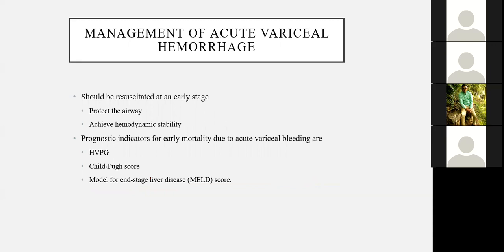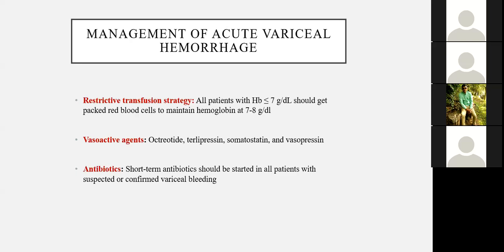In the management of acute variceal hemorrhage, we should resuscitate the patient first. We have to protect the airway and we have to achieve hemodynamic stability. And the prognostic indicators of early mortality include hepatic venous pressure gradient, Child-Pugh scoring system, and Model for End-stage Liver Disease scoring system. We have to restrict the transfusion.